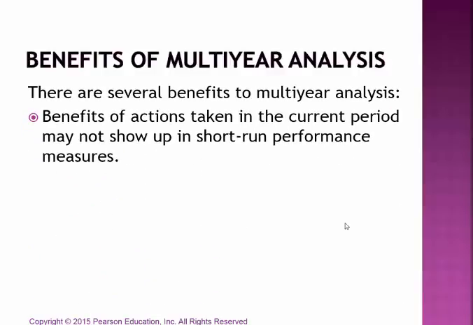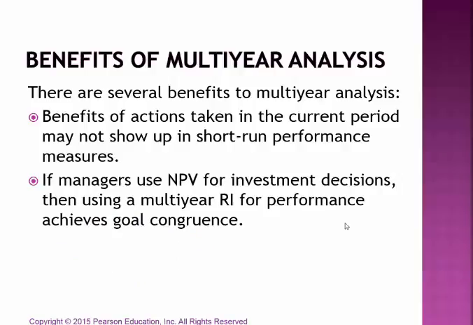Benefits of actions taken in the current period may not show up in short-run performance measures. I did mention that. Again, we've got time lags. Sometimes it takes a while for the accounting and how the company is run to show up in the financial records. If we do it over multi-year analysis, it's kind of smoothed in a way. If managers use the net present value for investment decisions, then using a multiple year return on investment for performance achieves goal congruence.